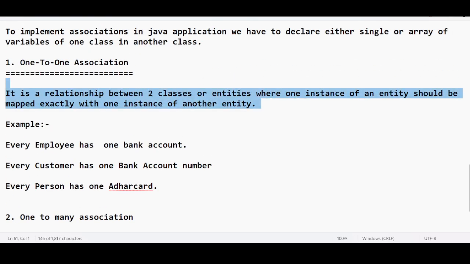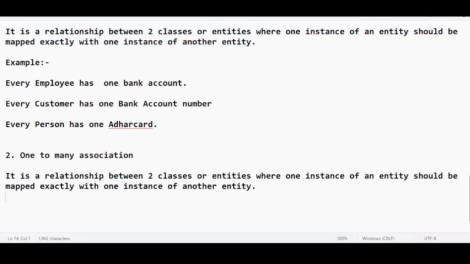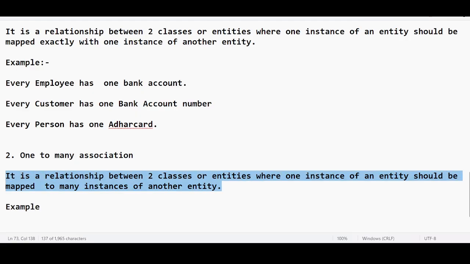I'm going to copy the same thing and put it here. I will change a few things. It is a relationship between two classes or entities where one instance of an entity should be mapped to many instances of another entity. I will tell you examples. Theoretically, with this theory you won't be getting anything, so let me give you some examples.